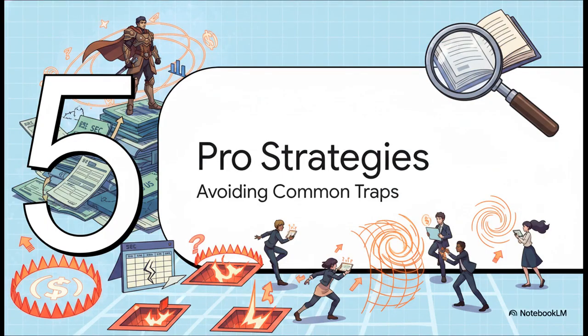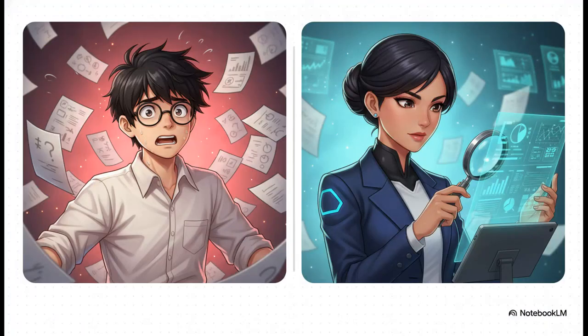Finally, Section 5, Pro Strategies and Pitfalls, avoiding traps and researching like an analyst. Look, when you're just starting out, it is so easy to fall into rookie traps. We're talking misunderstanding financial terminology, ignoring the footnotes, confusing filing dates, or just reading the summaries instead of the actual documents. Instead, you need to use pro strategies.